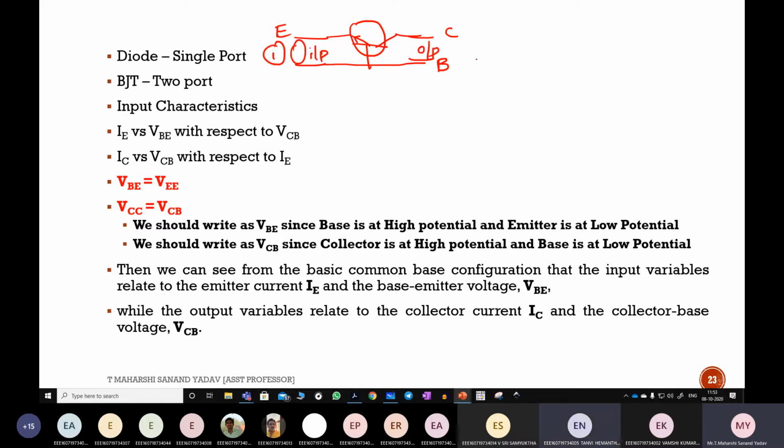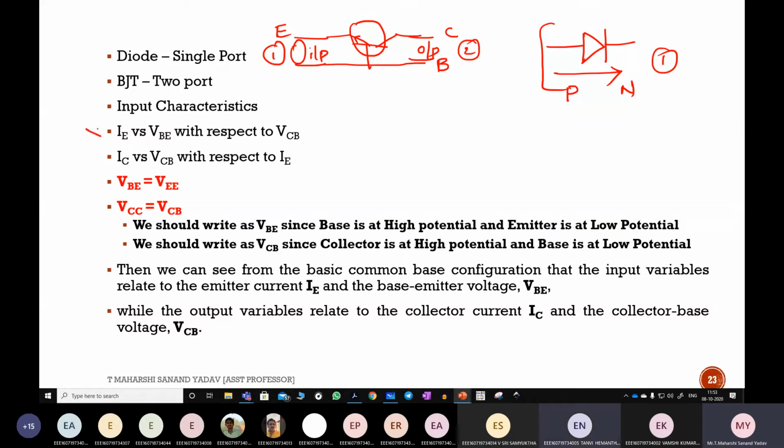This is called port number 1. This is called port number 2. Whereas in case of a diode, there is no such concept as port number 1 or 2. It is only unidirectional. Current will flow from P to N. So I'm calling it a single port device, whereas a bipolar junction transistor is two port because it contains an input part as well as an output part.